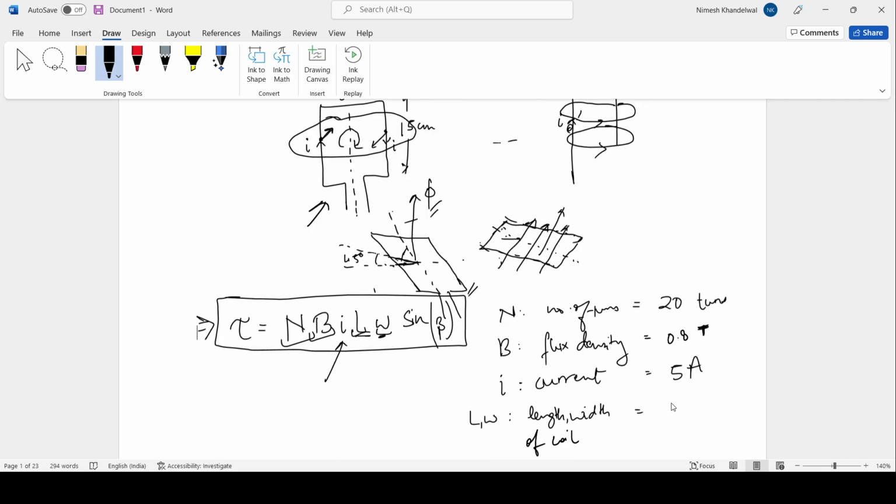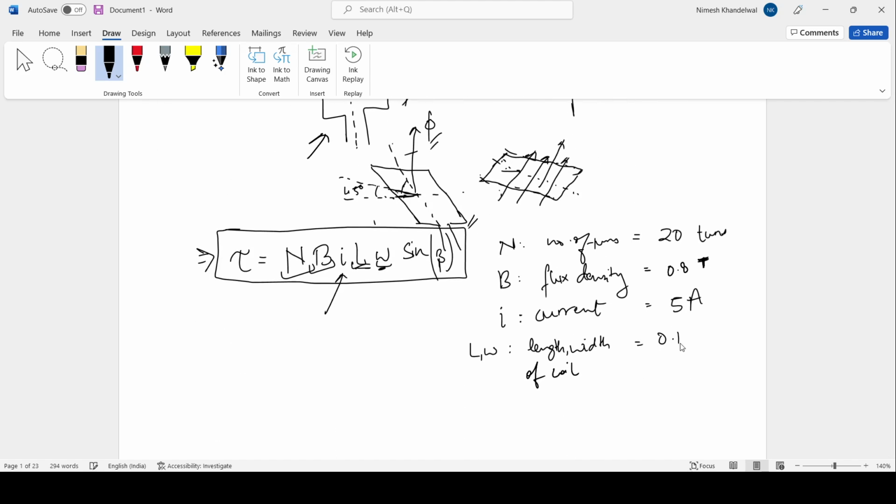Length is 15 centimeter, so 0.15 meter, and the width is 8 centimeters, so 0.08 meter. I'm just trying to keep everything in SI units. And then what is beta?